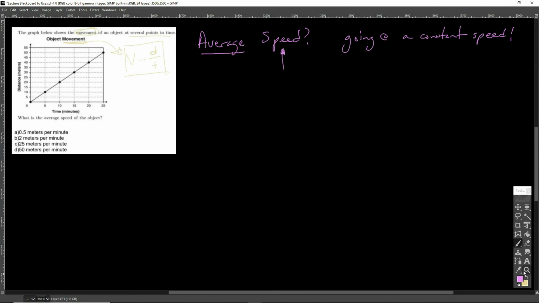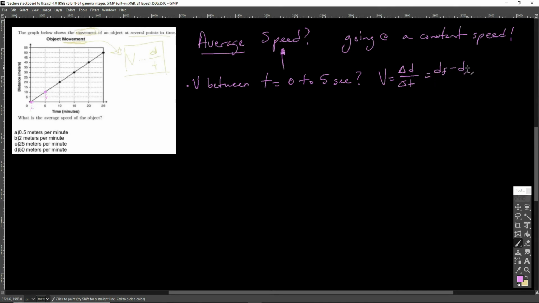Okay, so let's calculate the velocities at different points. For example, let me show you something. Let's first calculate the velocity between these two points, just for practice, because I'm going to show you for illustration purposes. So what is the velocity between t equals 0 to 5 seconds? From this point to this point. Well, we know the answer to that. We just have to calculate it, right?